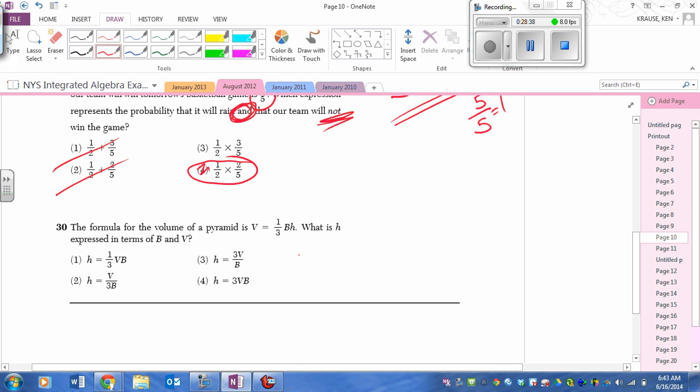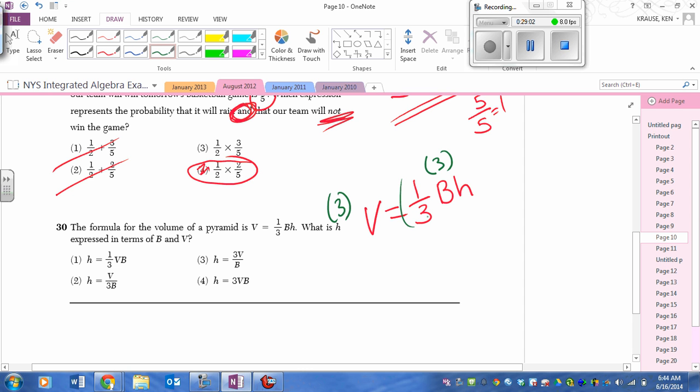Now the formula for a pyramid is 1/3 the base times the height. What is the height expressed in terms of the others? Okay, so this is just a lot of literal equation questions that you guys know how to do. And I've taught you guys a million times how to get rid of a third, because that's the first thing you have to do. And what you want to do is you want to multiply both sides by 3.